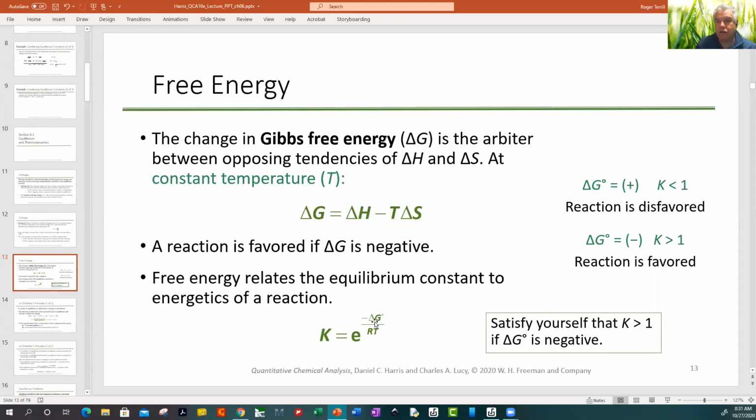So if delta G naught is negative, then minus delta G naught is positive, and e to a positive value is greater than 1. E to the 0 is equal to 1, and e to a negative value is less than 1. But K is always positive. It's lovely how these things work out. So K and delta G are related by this relationship here.